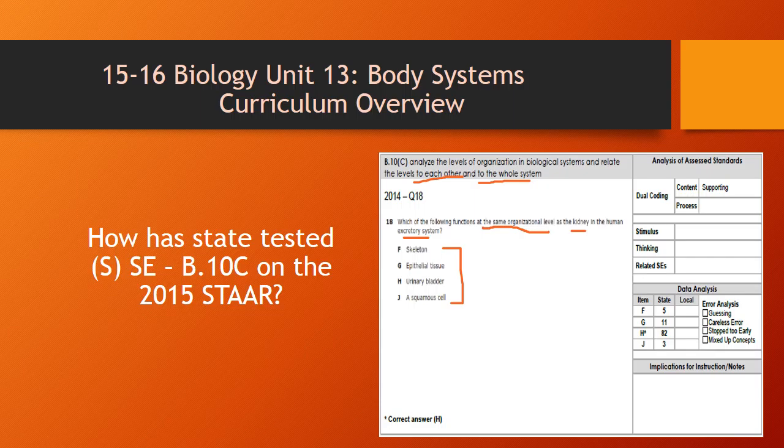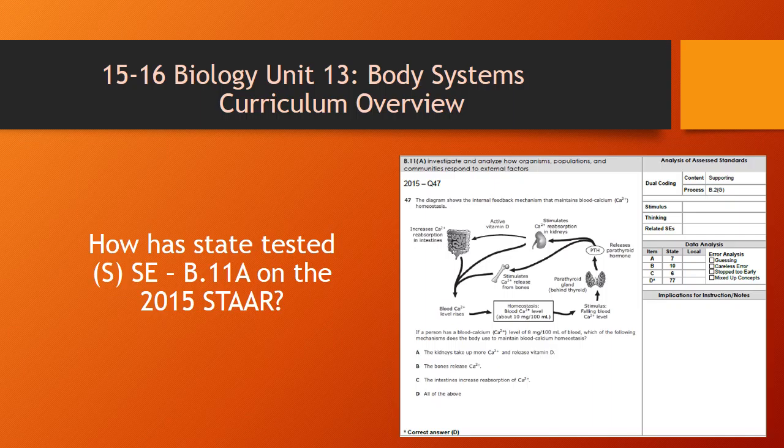So which one of these is an organ? The skeletal is a system. The epithelial tissue is tissue. And a squamous cell is a cell. So the answer here is H. Our urinary bladder is an organ. And 82% of the students in the state got that answer correct.